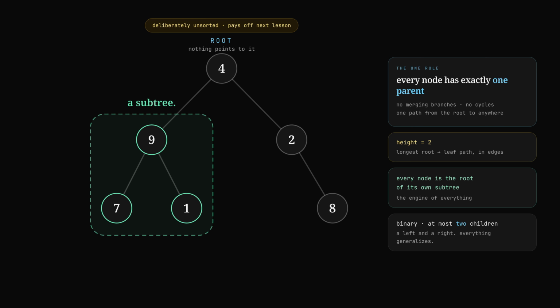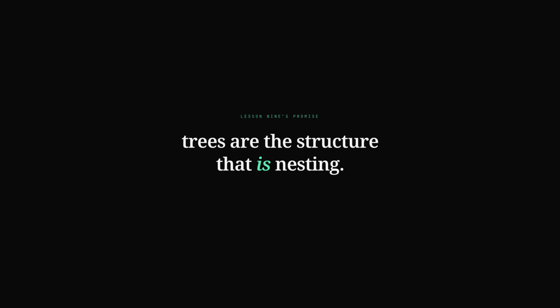Last term. Binary means at most 2 children, a left and a right. Real trees, the file system, the DOM, have any number. Binary is the teaching case, and everything generalizes. Lesson 9 made a promise. Trees are the data structure that is nesting, and recursion is the native language there.